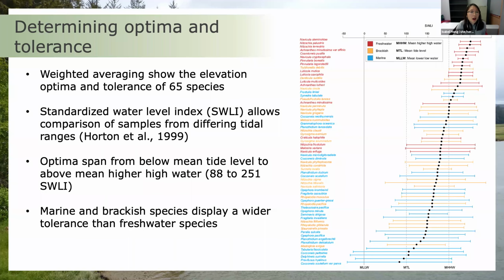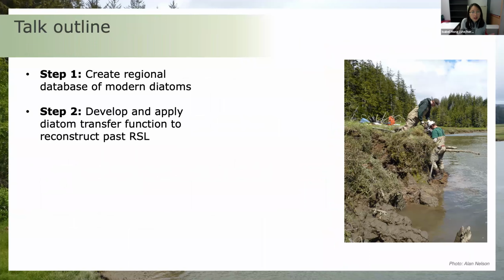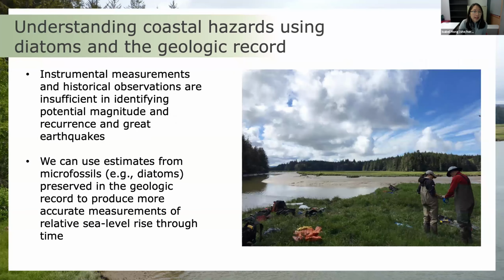And so I wanted to shift a little bit and talk about story 2, developing and applying a diatom transfer function to reconstruct relative sea level using these modern observations. As I mentioned at the beginning of this talk, instrumental and historical observations are really insufficient in capturing that long-term variability that we hope to have to really understand what those sea level change risks can look like, especially in places with a long and active subduction zone.